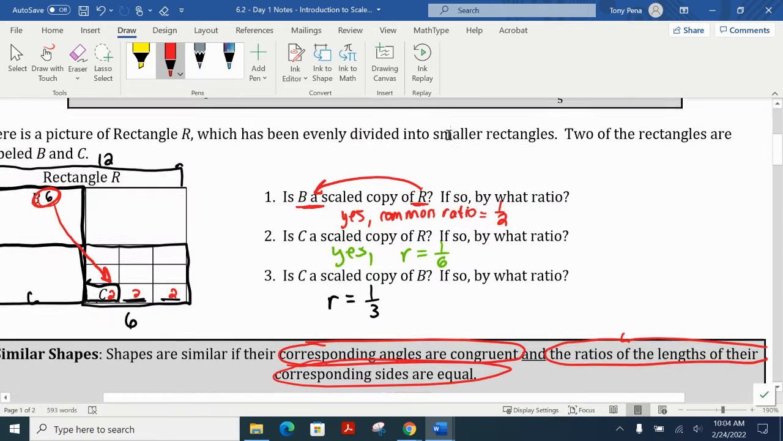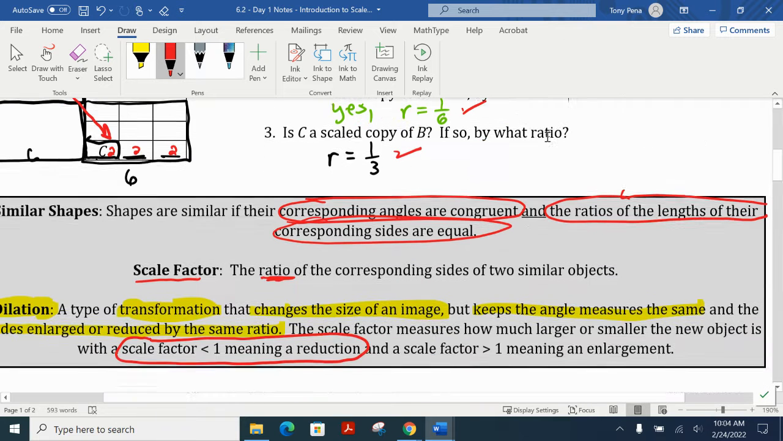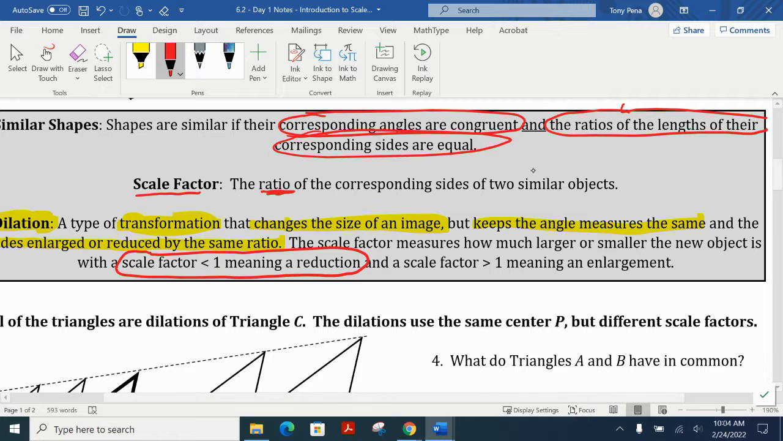If we go up to all of these, it was a 1/2, a 1/6, and a 1/3. All of our rectangles got smaller. We went from the bigger one to the smaller one, so that's why. If our scale factor ends up being greater than 1, that means our figure got bigger. The math word for that we would be using is an enlargement.